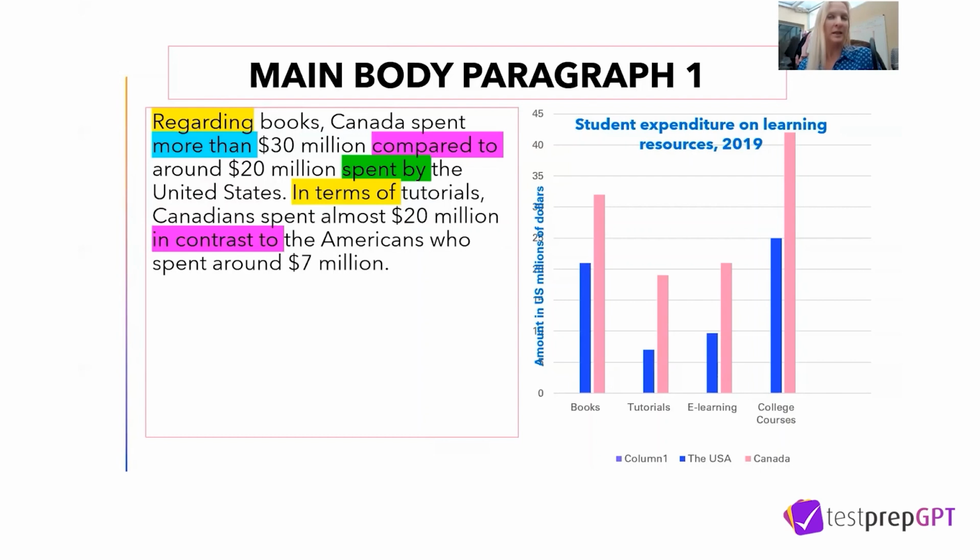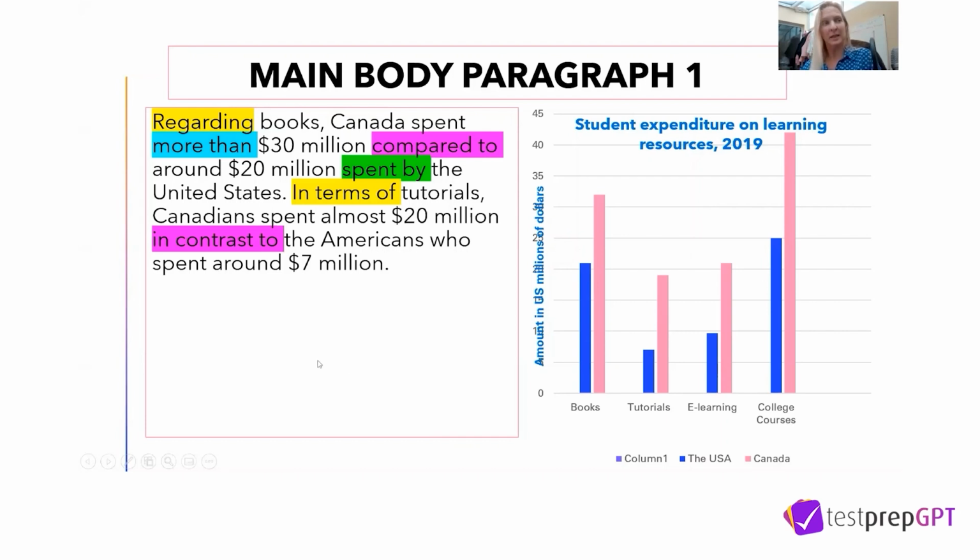So as you can see, I've started with a nice linker regarding books, the first product, and then I've compared Canada with the United States. And in the second sentence, I've used another linker, in terms of, and I've compared Canadians with Americans again. And in this case, I've compared the actual amounts. So 30 million compared with 20 million, and second sentence 20 million compared with 7 million.